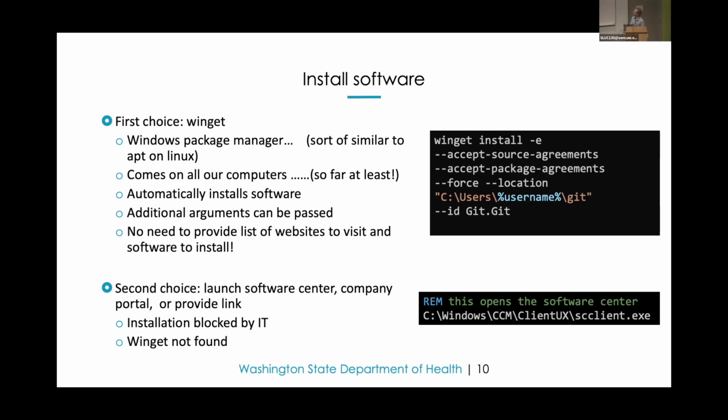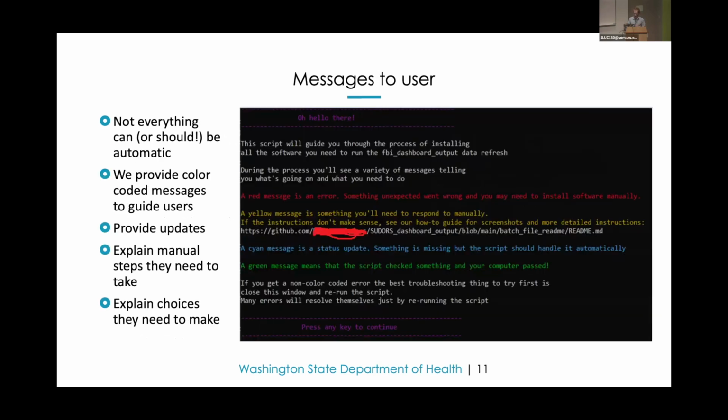That doesn't always work. Our IT department is fairly locked down in terms of what they let us install on our own. So we also have a second choice, where we launch our software center or provide a link as a secondary thing. And then we just switched to Company Portal, and there's actually a PowerShell command you can run to automatically install software from Company Portal. If that made sense to you, feel free to ask for the code.